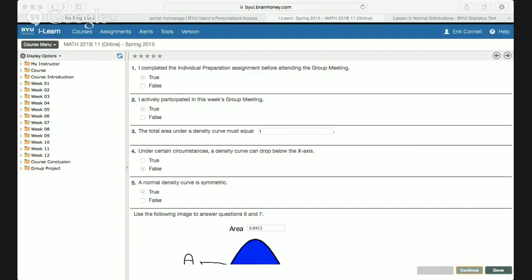Okay. So we're on D, right? Yes. So what is the probability that a randomly selected particle has a speed that is less than 1,500 meters per second?